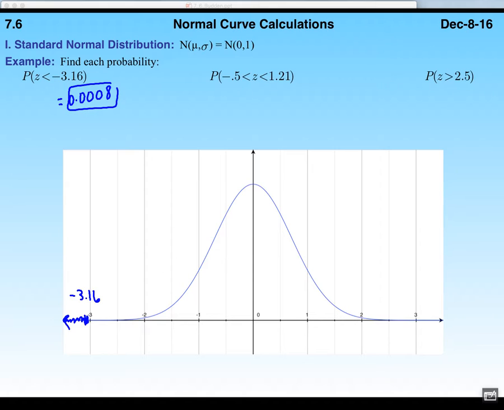The reason that I make you draw the figure is so that you can verify your answer. What is the area for the whole figure? 1. Does this look like it's about 0.0008? Yeah. So, that's the first one. Second one: the probability that z is between negative 0.5 and 1.21. So negative 0.5 is here. 1.21 is about here. We're looking for the probability of being between.